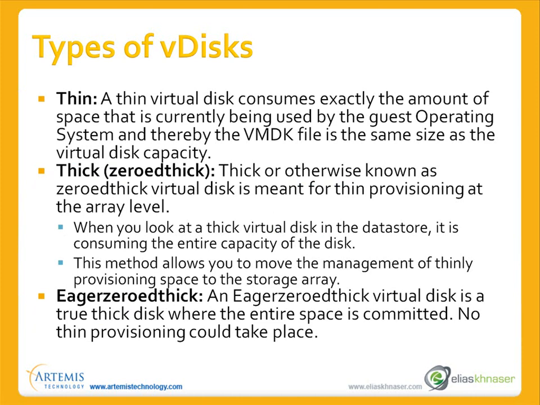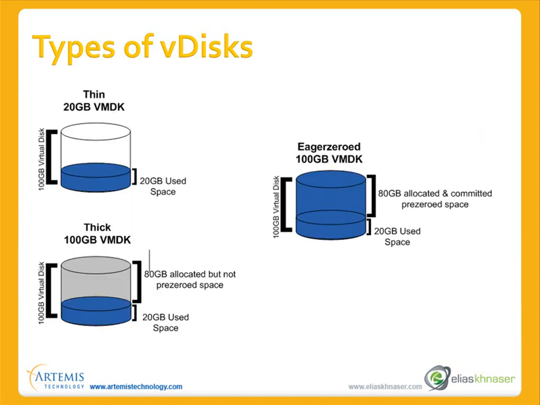definition. What eager zero thick will do is it will take the entire VMDK and it will zero out everything, the free space and the used space. So as far as the array is concerned, all the bytes on this disk are being used. So the array wouldn't be able to tell at that point if there's any free space available, and you wouldn't be able to do any type of thin provisioning either at the ESX vSphere level or at the array level. With eager zero thick, the entire VMDK is treated as being used as full.